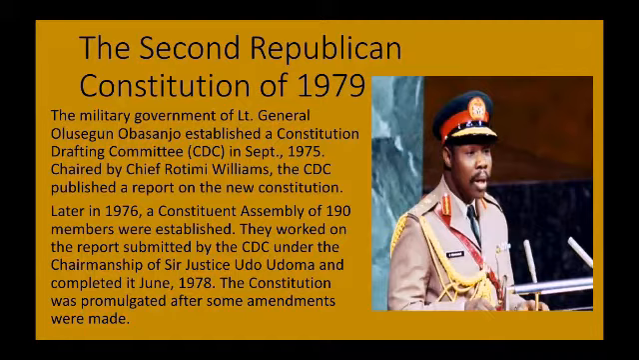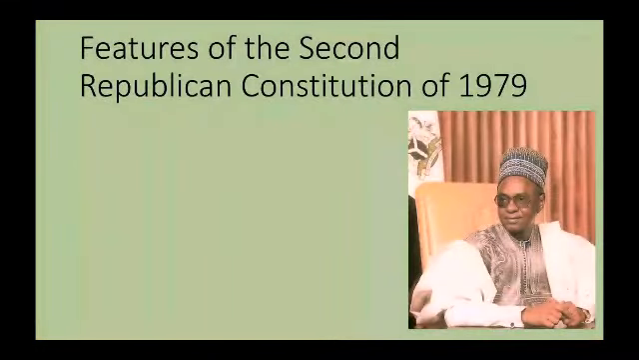Let's look at the features of the Constitution. What are the features of the 1979 Constitution? Of course, when we say features, we mean the characteristics. You can see the picture of Alhaji Shehu Shagari. He was the president. By this constitution, Nigeria conducted an election. Shehu Shagari contested and became the president. So he was an executive president, the first executive president of Nigeria.